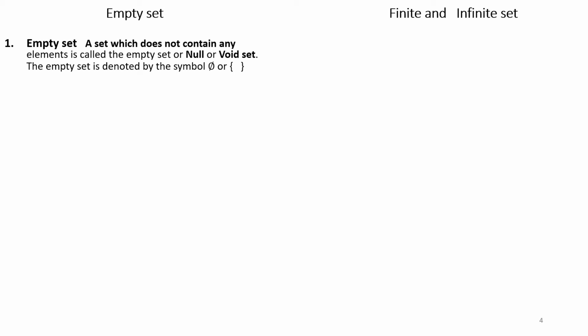Next, we will take up empty sets. Point number 1. A set which does not contain any elements is called an empty set, or null set, or void set. There are 3 different names for an empty set, which does not have any element. This set is denoted by the symbol phi, or by empty flower brackets. There is no element. Please remember this. It is also called a null set or a void set.